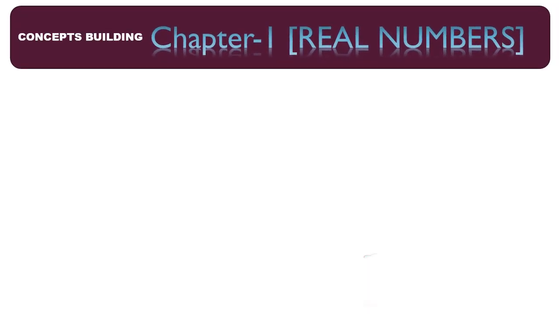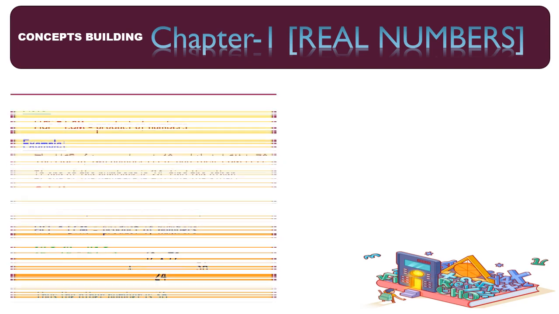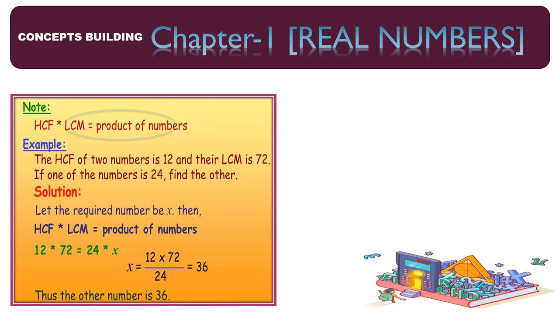Now students, I will discuss the relationship between HCF and LCM of two numbers. As you know, the product of two numbers is equal to the HCF of those numbers into the LCM of those numbers. Now you can see one example based on it. HCF of two numbers is 12 and LCM is 72. If one number is 24, you have to find the other number.